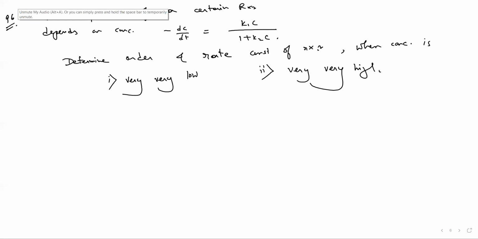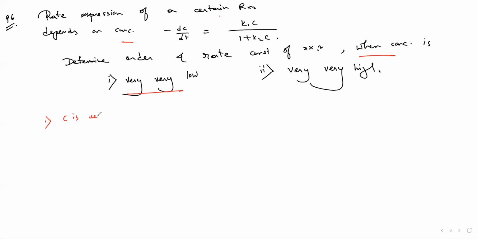Completed. Now in this case, what is given? Concentration is very low. That means C is very low. C is very low means C tends to 0. If C tends to 0, we can say K2 into C tends to 0. So 1 plus K2 into C tends to 1. So what is minus dC by dt? K1 into C.